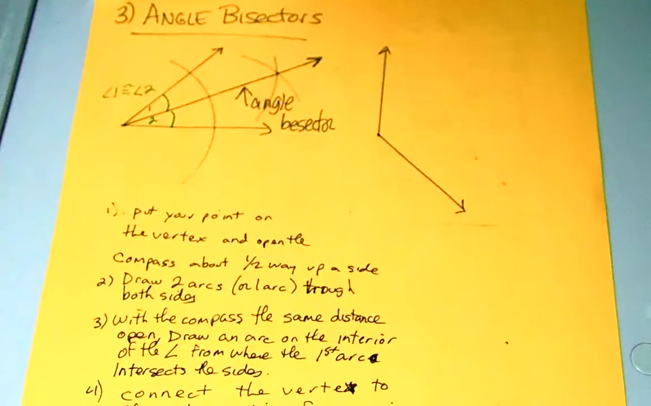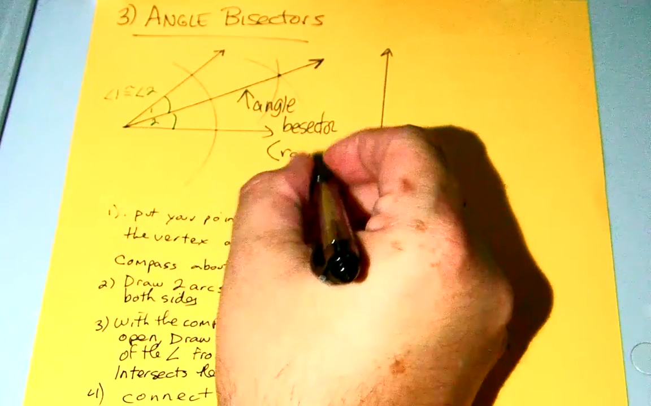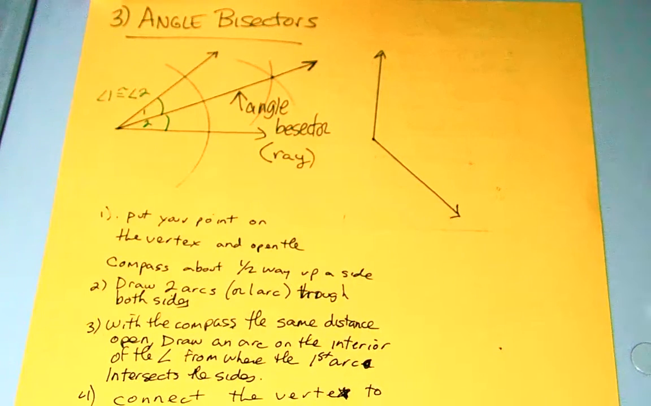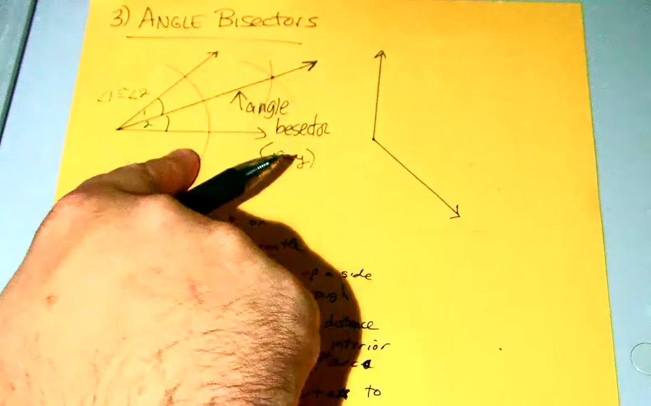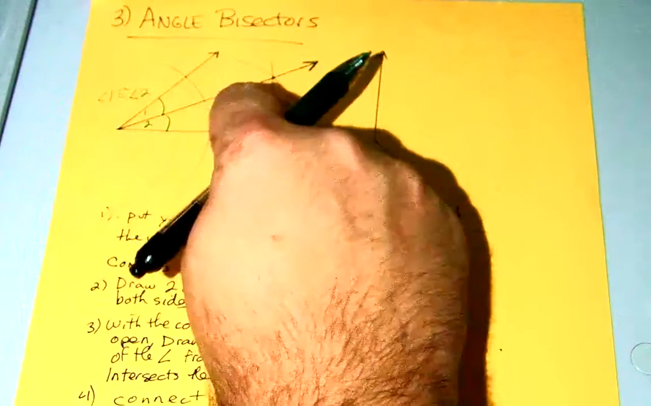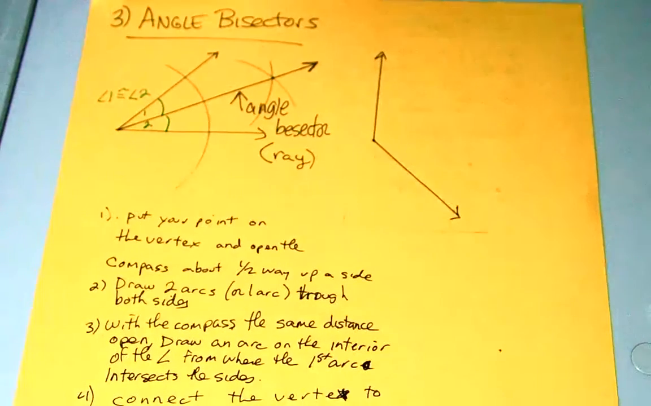Now, it's a ray. So we could say it's a ray. Sometimes it'll be a segment. But in this case, it is what it is. So that one should be quick. It's 3 swipes and you're done. You take a big swipe, jump to that point, swipe, jump to this point, swipe. There's a point of intersection. Connect the vertex through that point, you're good to go.